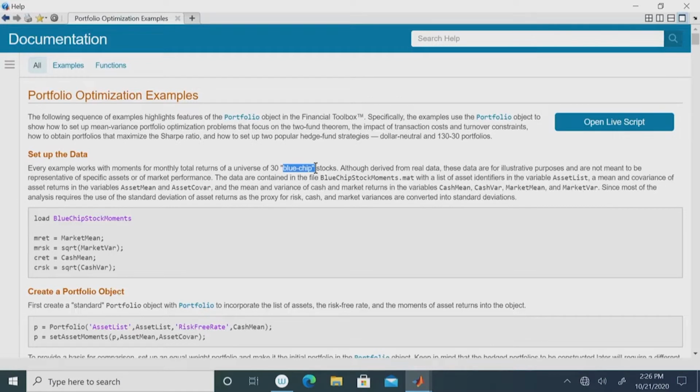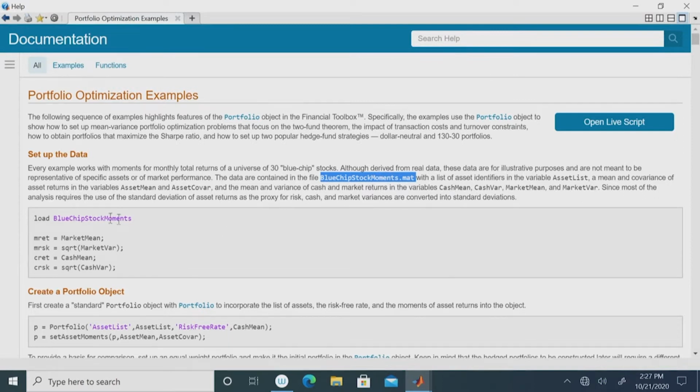The term blue chip comes from the game of poker, where you have chips, with the blue chips having a high value. For this purpose the MATLAB toolbox uses real data, but this data has been chosen for illustrative purposes and is not intended as investment advice. This data, which is included in MATLAB, is called blue chip stock moments.mat, and it comprises these blue chip stocks. You can also use your own files for the asset parameters.